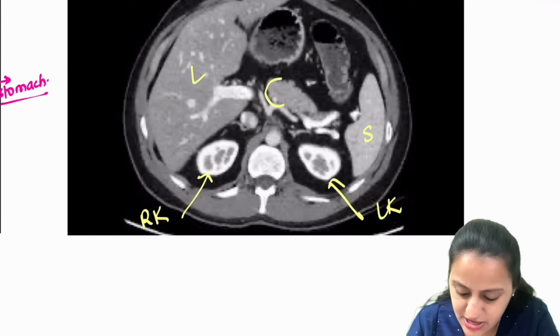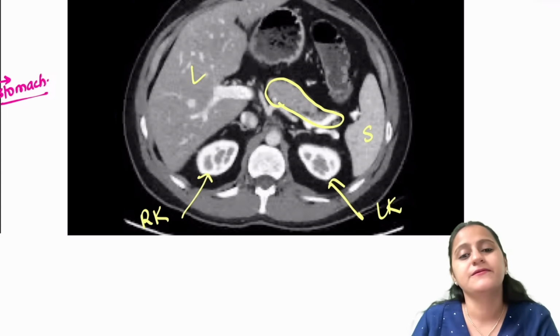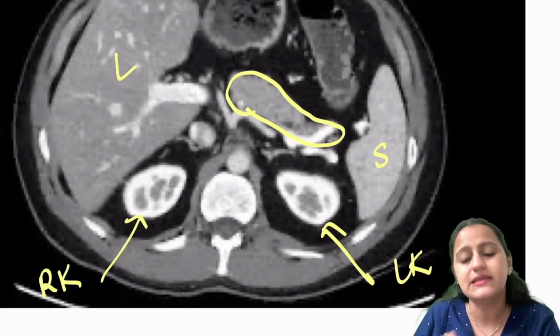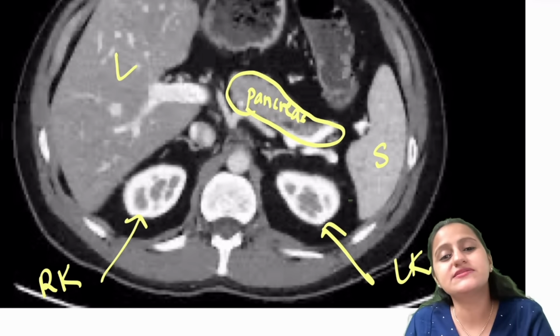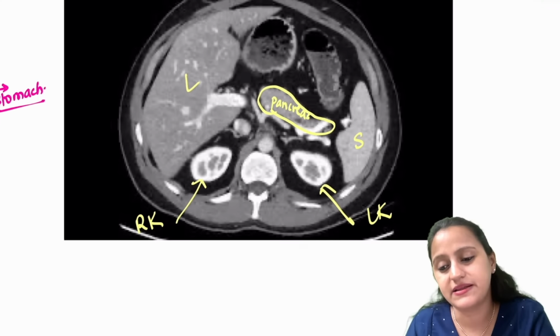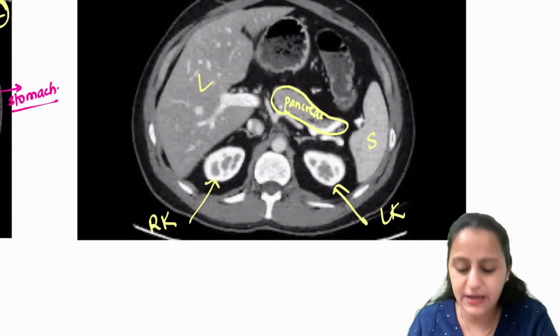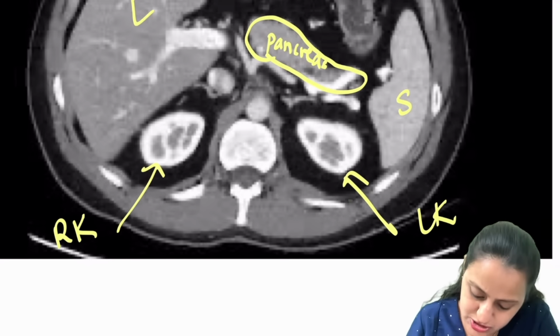And what is this structure here? Going towards the spleen, right? This is going to be pancreas. Okay, what is this going to be? This is going to be pancreas, right? Clear with everyone? Few more structures here.